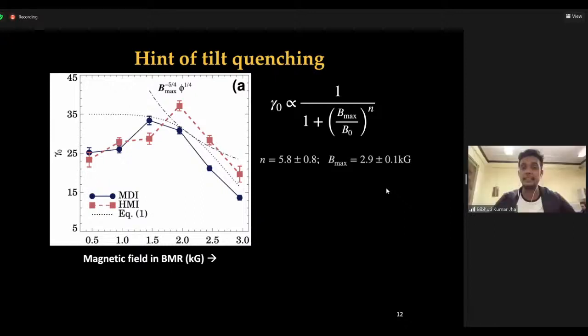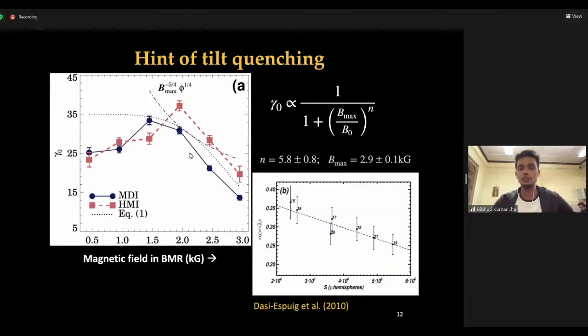So this gives us the hint about that. Since we have only 3 data points, we can't say much about this. We have to either wait for a stronger cycle so that we can get a BMR with an even stronger magnetic field, or a better instrument, because MDI has a limitation of 3 kilogauss. If the magnetic field strength is more than 3 kilogauss, you cannot trust that data value.